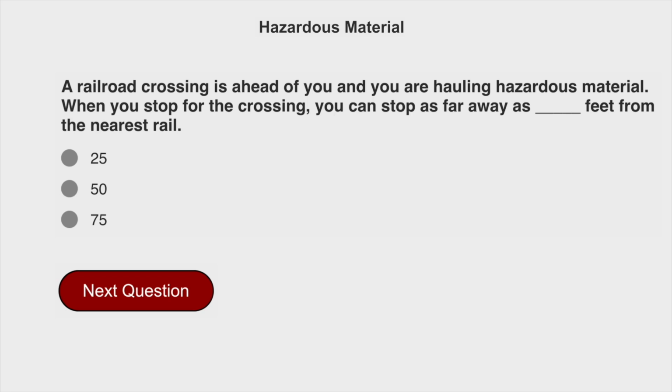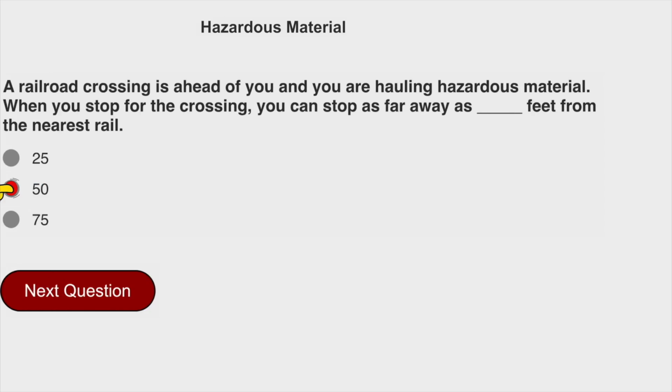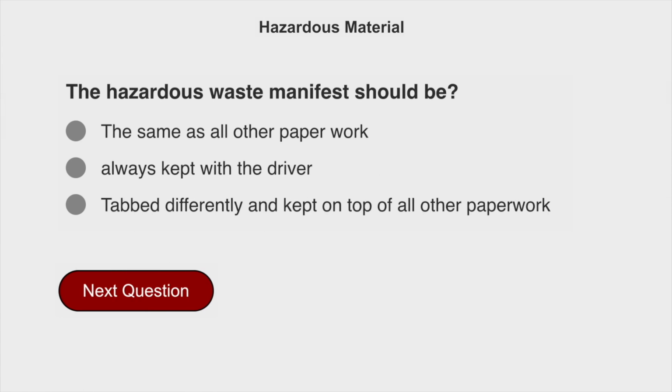A railroad crossing is ahead of you and you are hauling hazardous material. When you stop for the crossing, you can stop as far away as feet from the nearest rail. 50 feet from the nearest rail. The hazardous waste manifest should be tabbed differently and kept on top of all other paperwork.